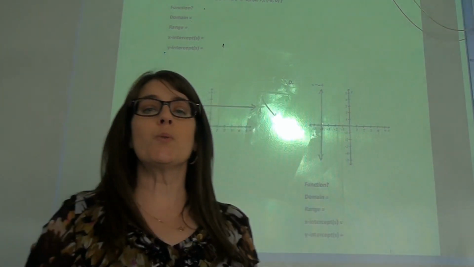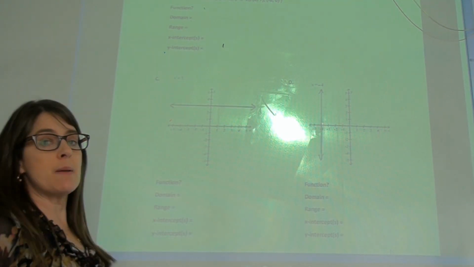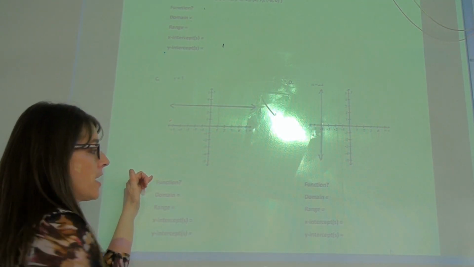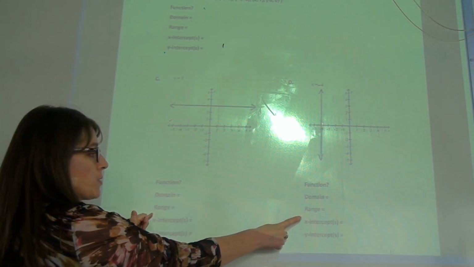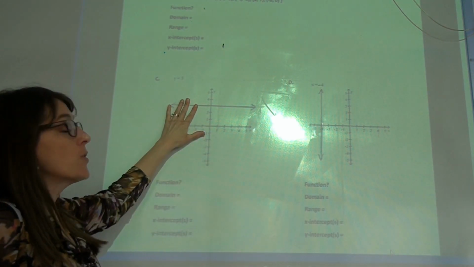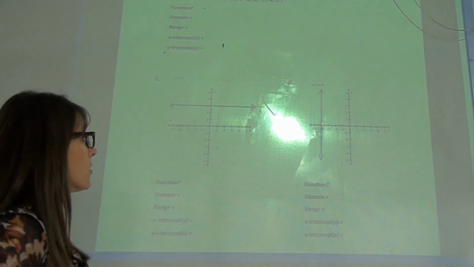All right, last two examples here. Doing the same thing on these two graphs. Identify whether or not you have a function, what is the domain, what is the range, x and y intercepts. Notice in this particular graph, it's a horizontal line.